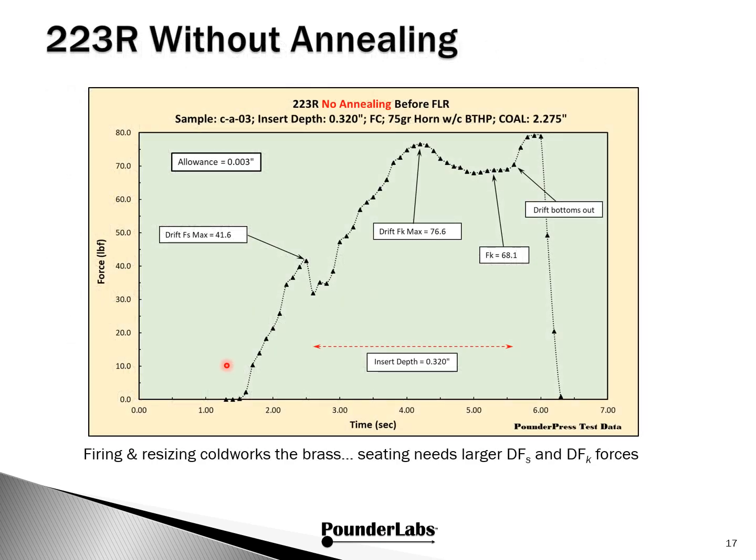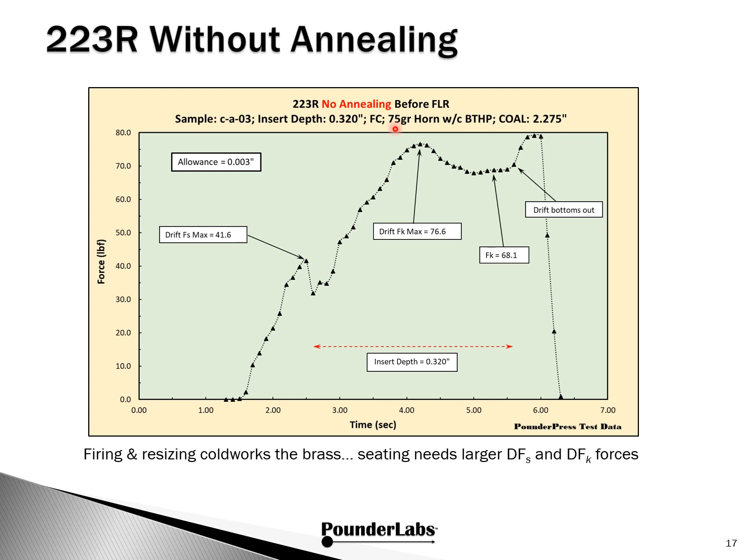Here's an example seating profile from our Group A. Once fired, no annealing. DFS around 42 pounds, DFK around 77 pounds, and then you'll see the coefficient of friction here at about 68 pounds. You notice a very distinct plateau here, and that's because we're seating a 75 grain boat-tail hollow point. So this is what we call long for caliper.